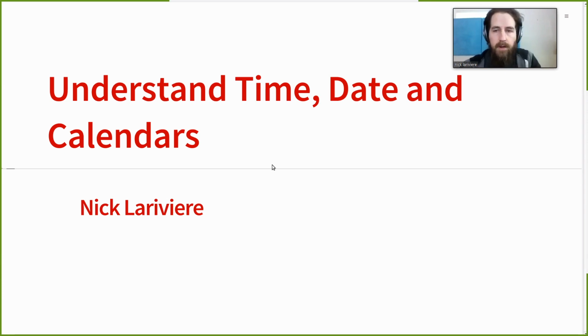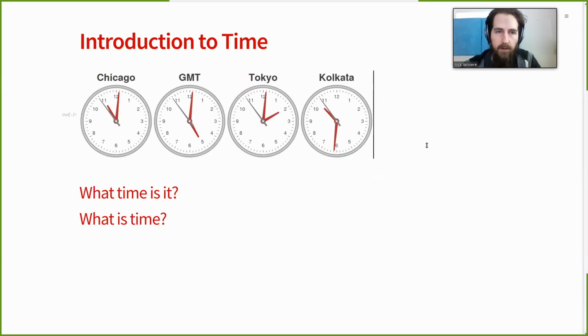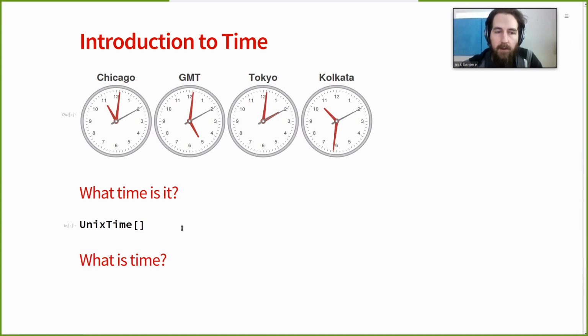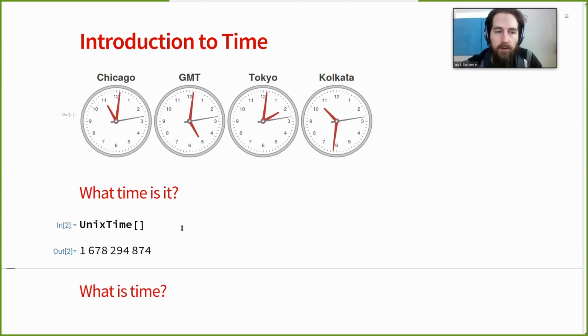Okay, so we are right at 11 o'clock, which will give us a nice segue into our first area of conversation, which is looking at time. So we'll start off with a pretty basic question. What time is it? If you were to ask your computer what time it is, it would likely report something that we call Unix time here, and would say that it is the 1,678,294,874th second since the Unix epoch, which is very nice for computers. It's not particularly helpful for human beings.